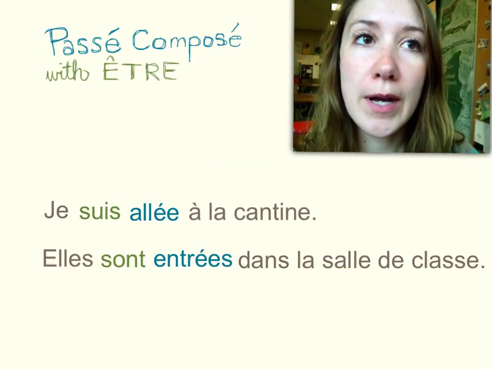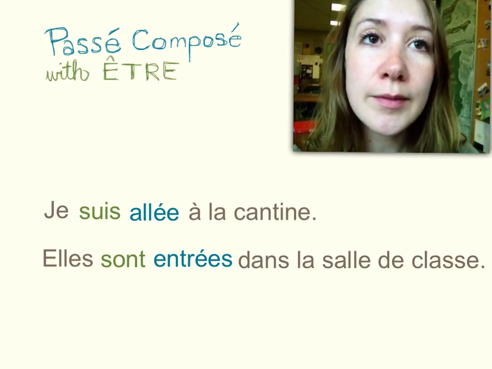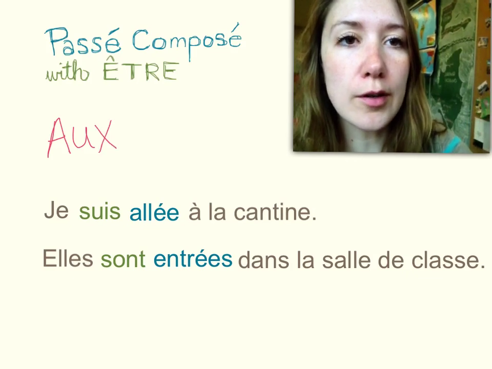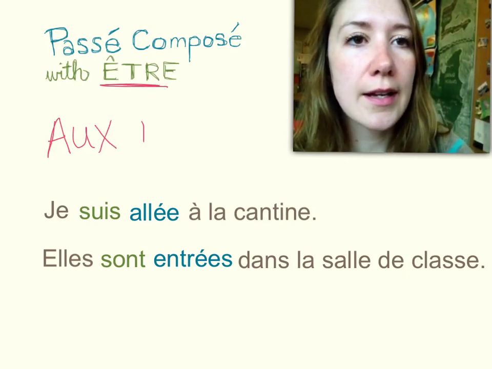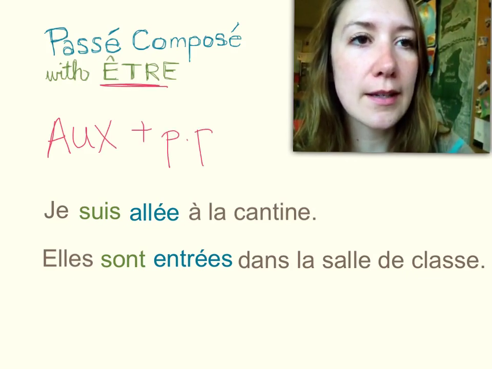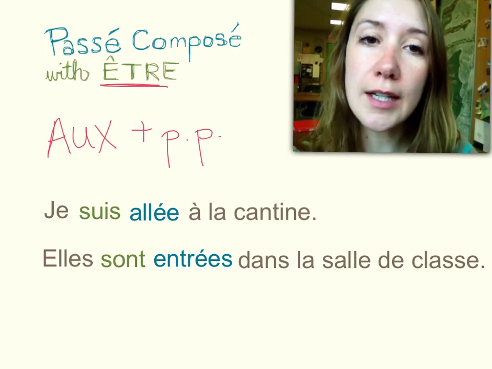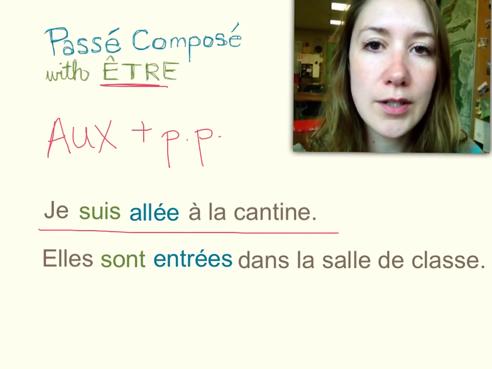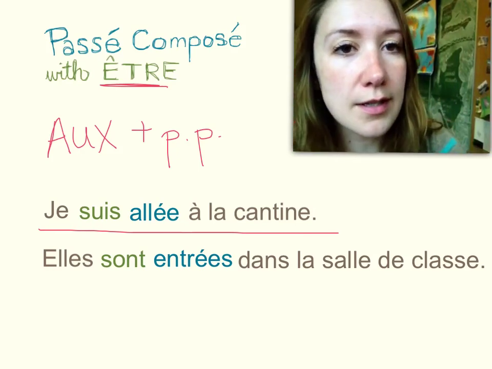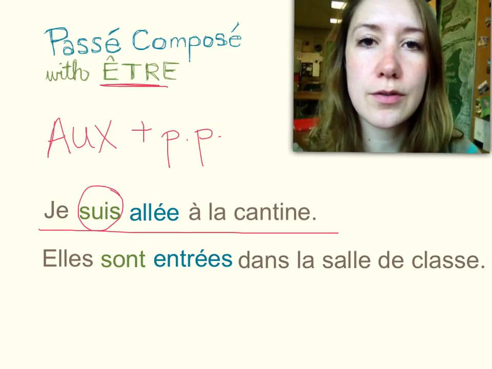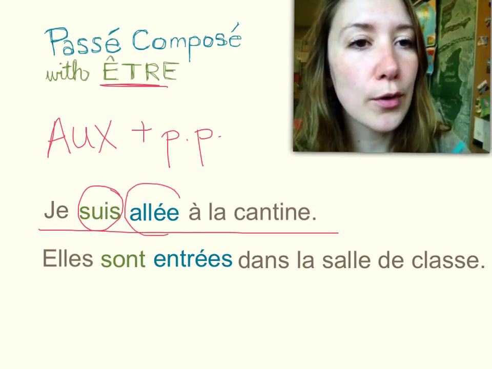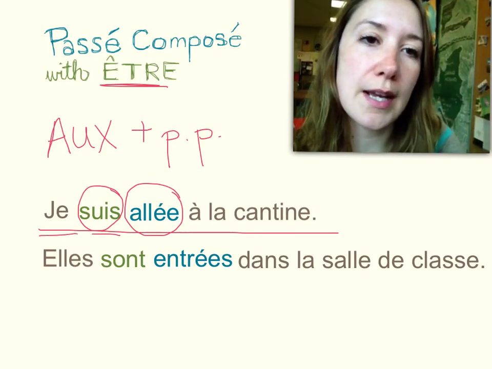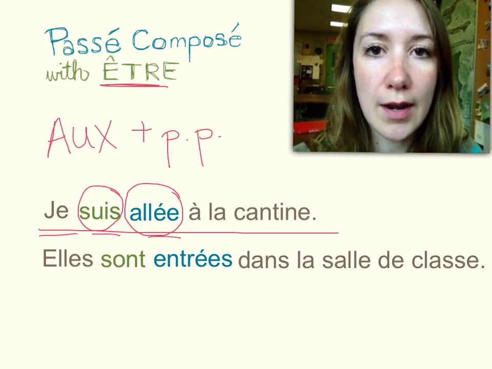So just like with passé composé with avoir, using passé composé with être, we have two parts, our auxiliary verb, which is être, and our participe passé, our past participle. So let's take a look. Our first example, je suis allé à la cantine. I went to the cafeteria. Here's our auxiliary verb, être, je suis. And then we have our past participle, aller, which means went or gone. So I have gone. Je suis allé, I went or I have gone to the cafeteria.